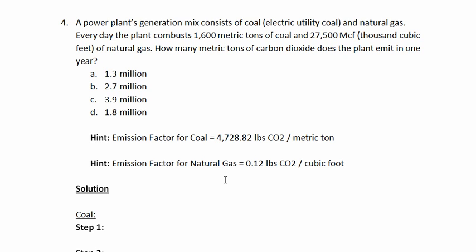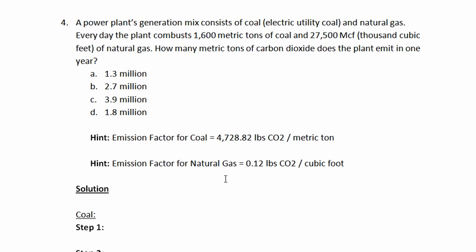The next question we're going to take a look at involves a power plant. This power plant's generation mix consists of coal and natural gas. Each day, the plant combusts 1,600 metric tons of coal and 27,500 cubic feet of natural gas. How many metric tons of carbon dioxide does the plant emit in 1 year?